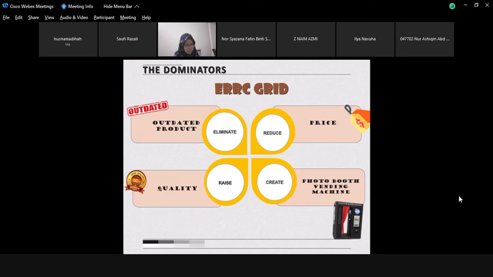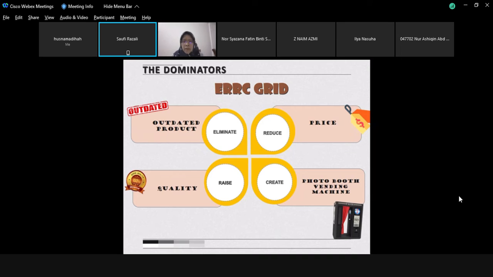I think there's a bearing with ERRC and the strategy canvas, because like in this presentation, the quality there, we also have quality in the strategy canvas. In my opinion, ERRC is related with the strategy canvas because it does have the criteria we put into the strategy canvas.